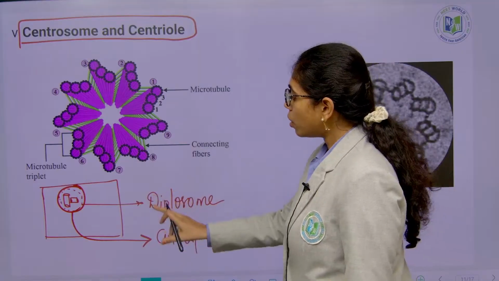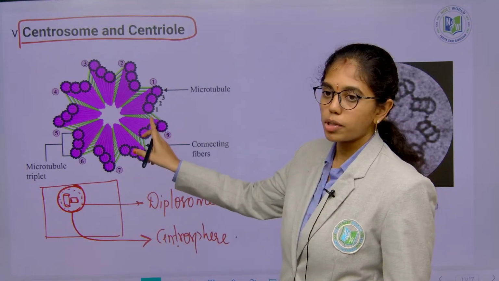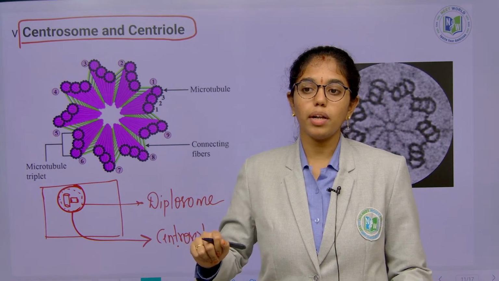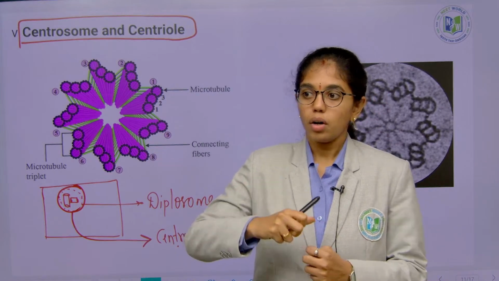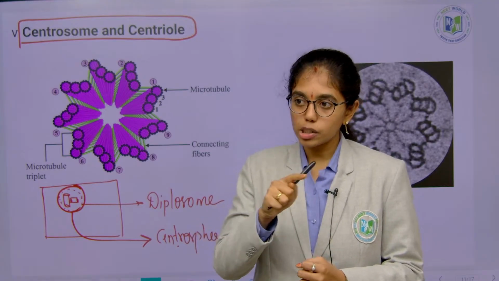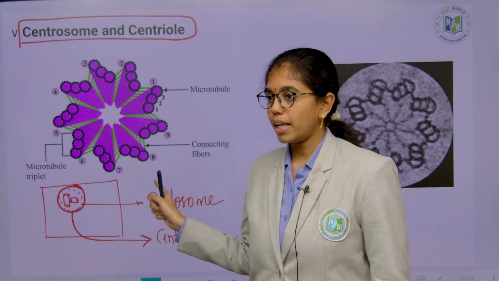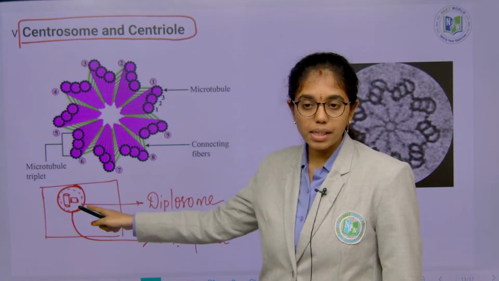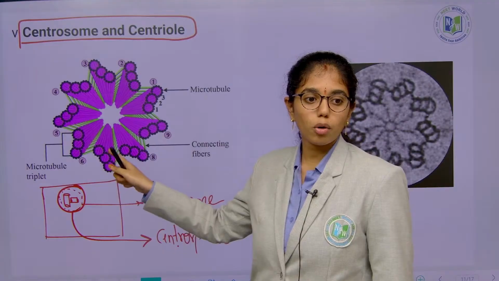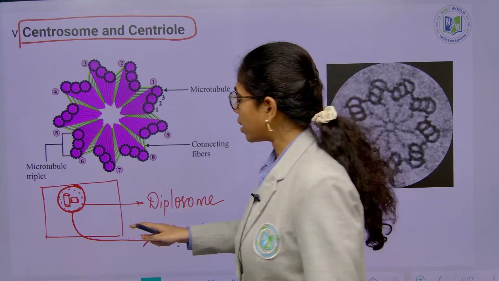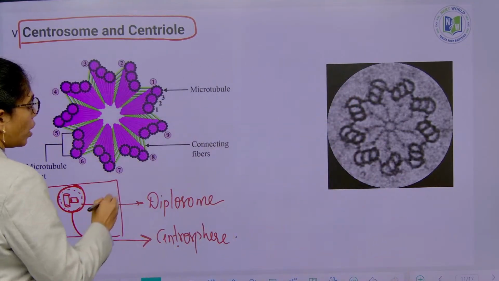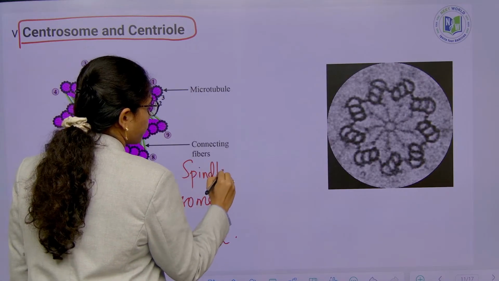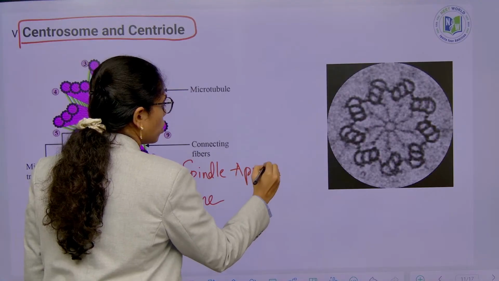Very good. So centrosomes will help in the formation of spindle apparatus. Spindle apparatus will play a key role at cell division time. At the time of centromere splitting, the spindle fibers or spindle apparatus will play a key role, and those are synthesized from where? Centrosome. Right. So this aids in spindle apparatus formation.